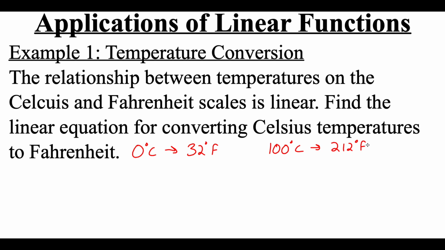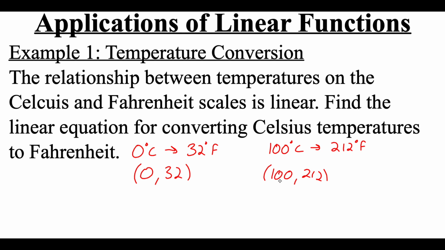Now what I'm going to do with these two pieces of information is convert them into ordered pairs. So this first one, 0 degrees Celsius being 32 degrees Fahrenheit, I'm going to write as the ordered pair (0, 32). And the 100 degrees Celsius being 212 degrees Fahrenheit, I'm going to make that an ordered pair as well. Now, having these 2 points is really all we need to come up with this linear equation.